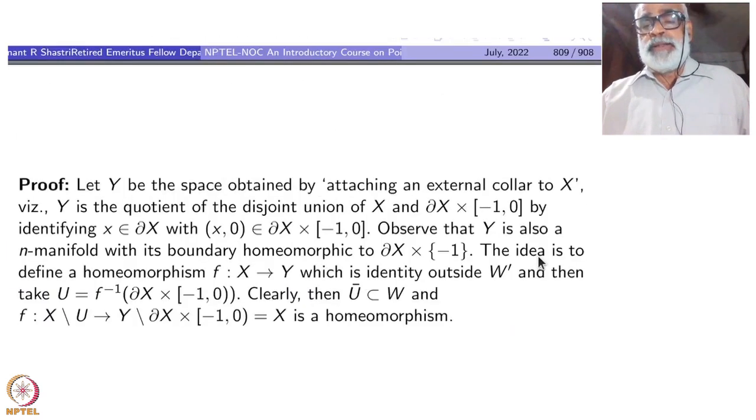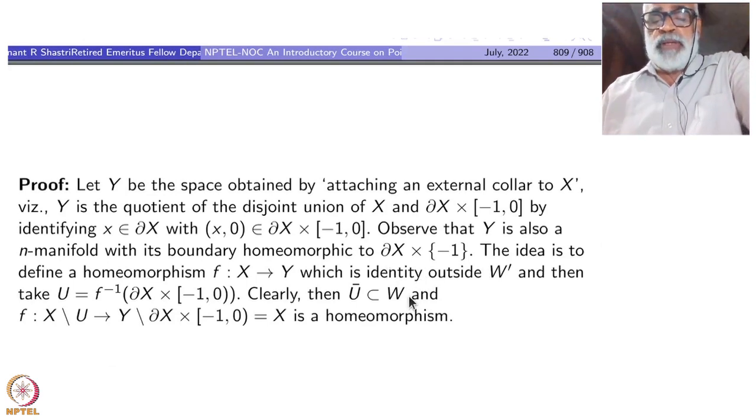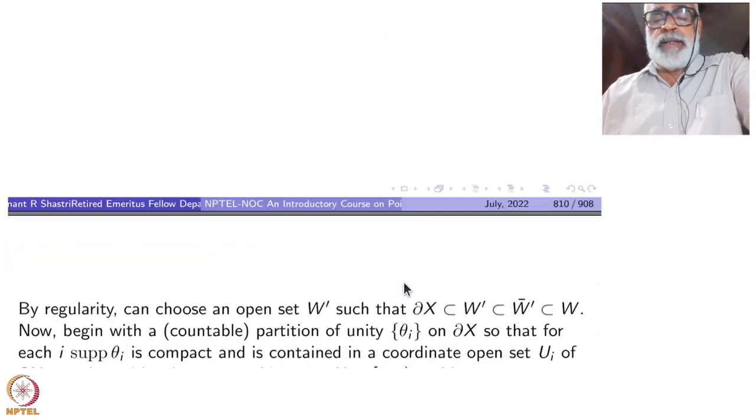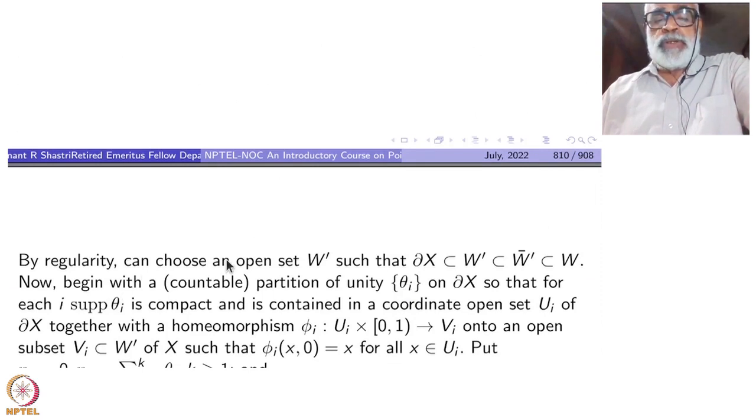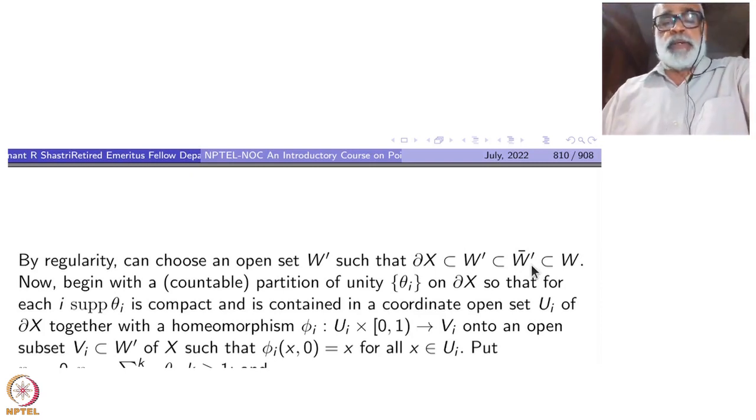So, what is this W prime? I will explain. This is a smaller subspace of W chosen right in the beginning like this. We can choose an open subset W prime such that the boundary of X is contained inside W prime, contained inside the closure, contained inside W. Here I am just using regularity: a closed subset contained in an open subset. In between you can introduce another open subset, right?